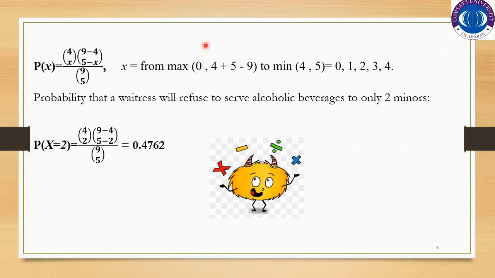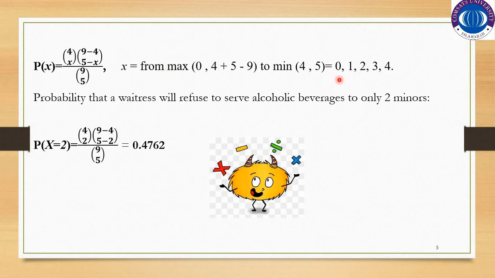So this will surely be 0. On solving this, we will find out that this one is 0 and 4 plus 5 minus 9 will also be equal to 0. So the starting point is 0 and it will go to the minimum of 4 or 5. The minimum value is 4. So it will be equal to 0, 1, 2, 3 and 4. So this is the range of the random variable x.